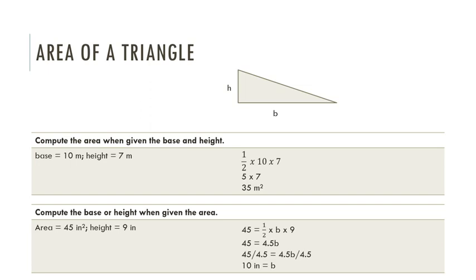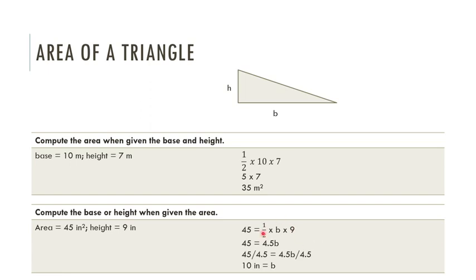So to calculate area, you're just going to plug in all the information. The operations occurring here are multiplication. So 1/2 times 10 times 7. 1/2 of 10 is 5 times 7 is 35. Then we have, say we're given the area and the height, but we want to figure out the base. Again, we'll just use this formula to plug in what we have.